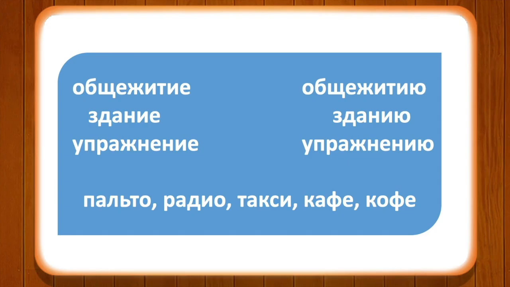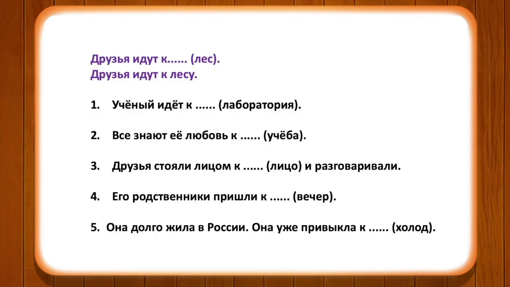But words like palto, radio, taxi, cafe, coffee don't go under any changes because they are exceptions while answering the question чему. Now, let us pay attention to a few exercises in order to understand these different nouns. Друзья идут к, les changes into к лесу. Ученые идут к, лаборатория changes into лаборатории. Все знают эту любовь к учебе. Все знают ее любовь к учебе, etc.